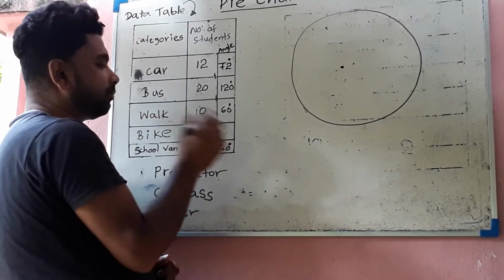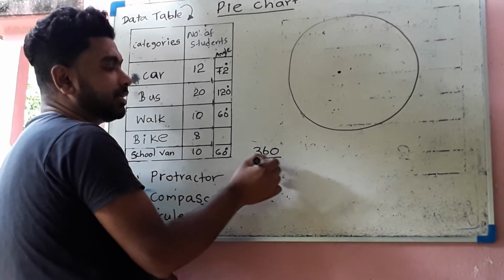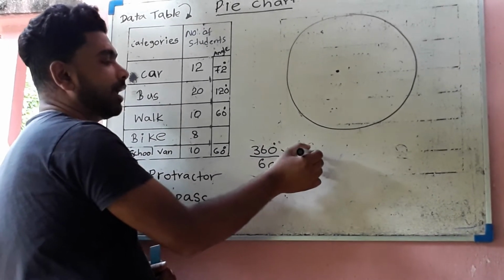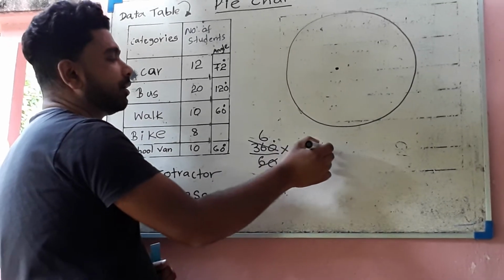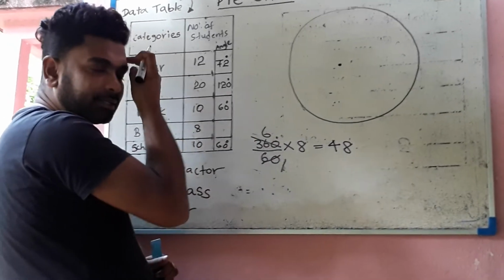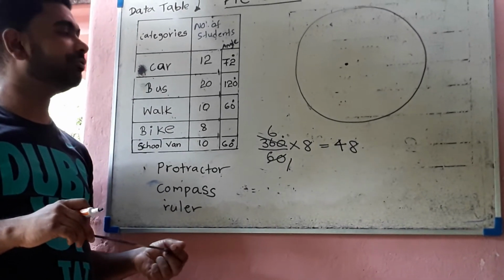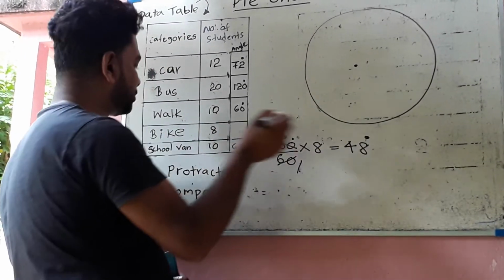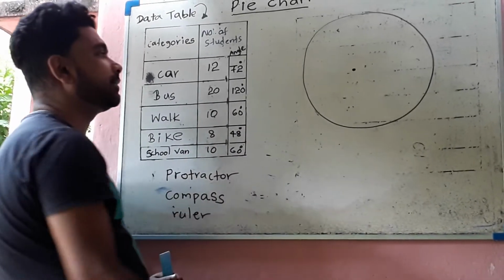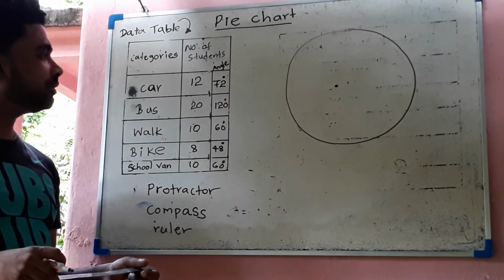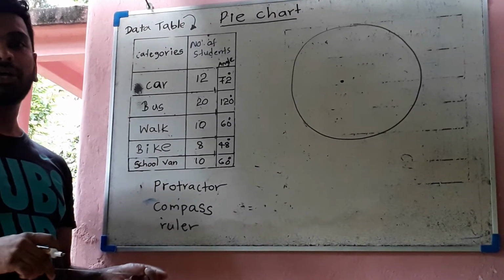Let's go to the students who use bike. 360 divided by 60 and multiplied by 8. So 1 and here 6. 6 into 8 is 48. 6 into 8 is 48: 36, 42, 48 degrees. So to represent bike, we should draw a 48-degree angle. Now we have found the magnitudes of all the category angles we should draw to represent the given number of students.